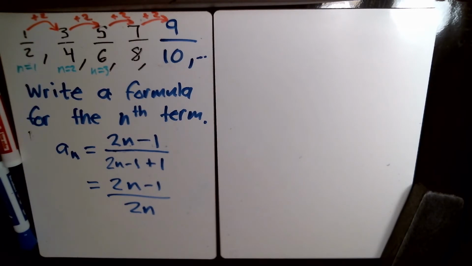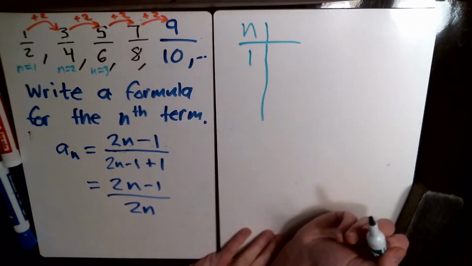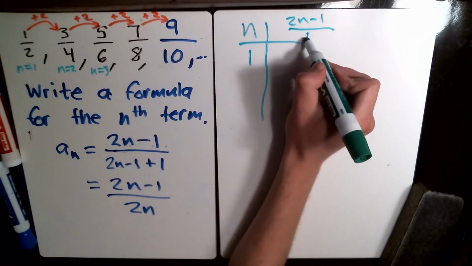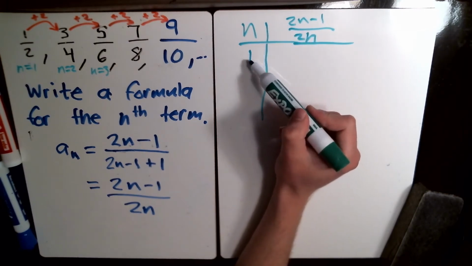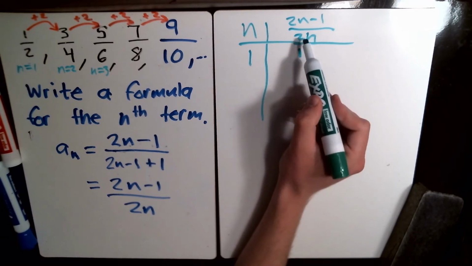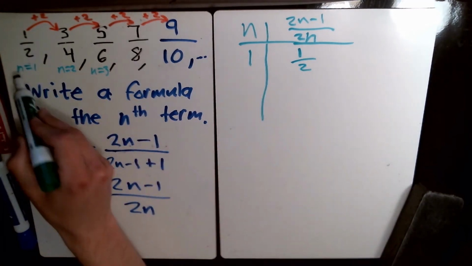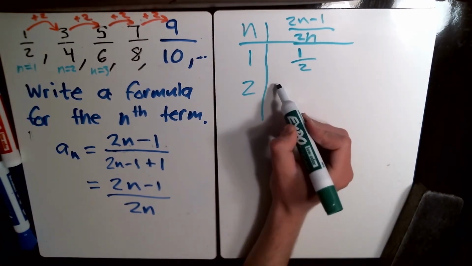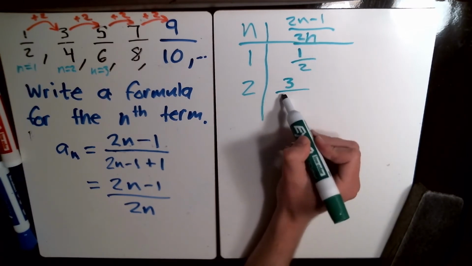So when n is 1, let's plug it into this formula, 2n minus 1 over 2n. When I plug in n equals 1, we get 2 times 1 is 2, minus 1 is 1, and then 2 times 1 is 2. So 1 divided by 2. That works. Let's do 2. We get 2 times 2 is 4, minus 1 is 3, and then 2 times 2 is 4.